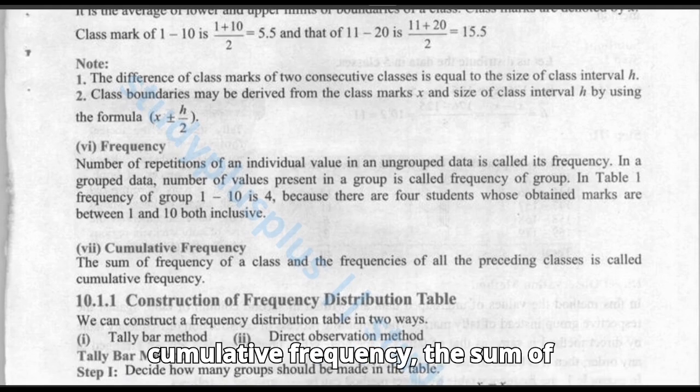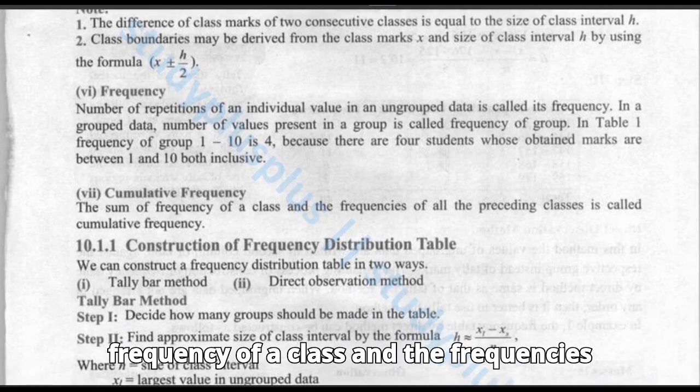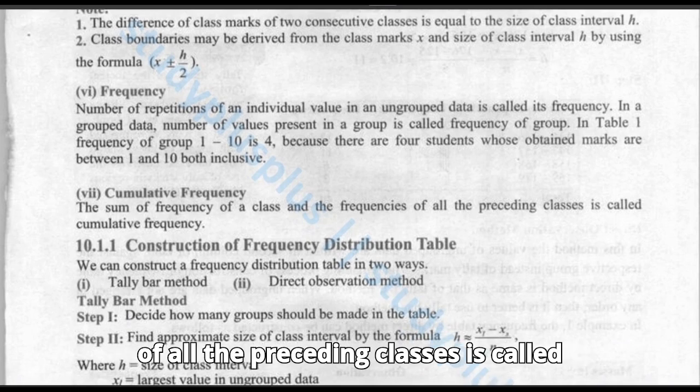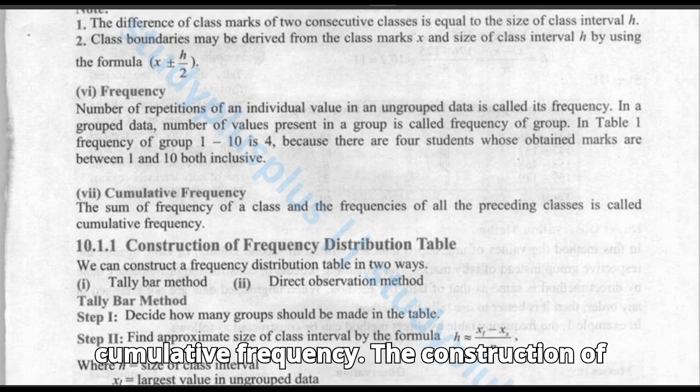Moving on to cumulative frequency. The sum of the frequency of a class and the frequencies of all the preceding classes is called cumulative frequency.